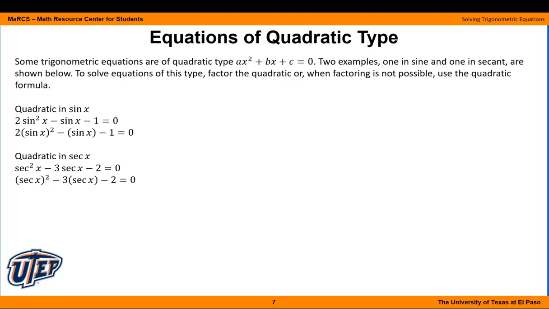Many trigonometric equations can be treated just like quadratic equations from algebra. Whenever you see a trigonometric function appearing both squared and to the first power, think of it as a quadratic expression. In these examples, we can treat sine x or secant x as if they were a variable and then apply familiar algebraic techniques such as factoring or the quadratic formula. This idea will be used repeatedly throughout the remainder of the lesson.